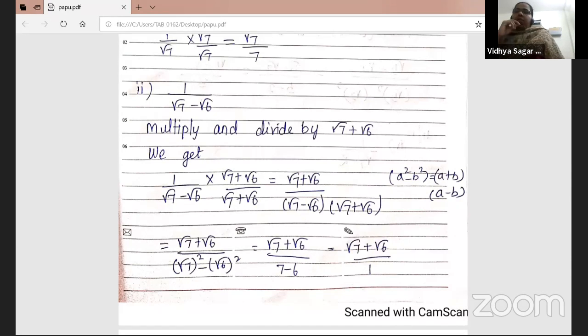So 1 into root 7 plus root 6 will become root 7 plus root 6. Here it is a minus b, a plus b. See, root 7 minus root 6, root 7 plus root 6. So it is in the form of the a square minus b square formula. Root 7 plus root 6 by root 7 the whole square minus root 6 the whole square. Root 7 the whole square will become 7, root 6 the whole square will become 6. So root 7 plus root 6 by 1. So the answer is root 7 plus root 6.